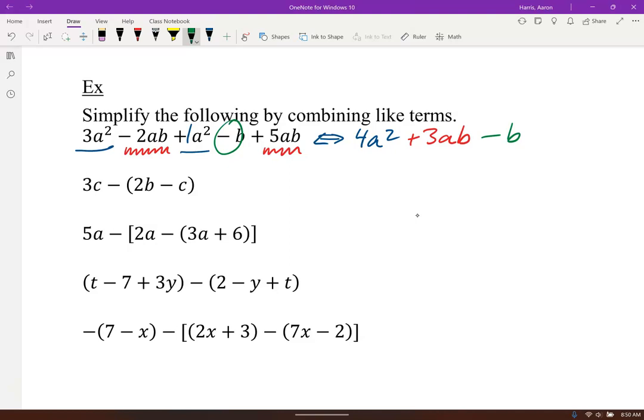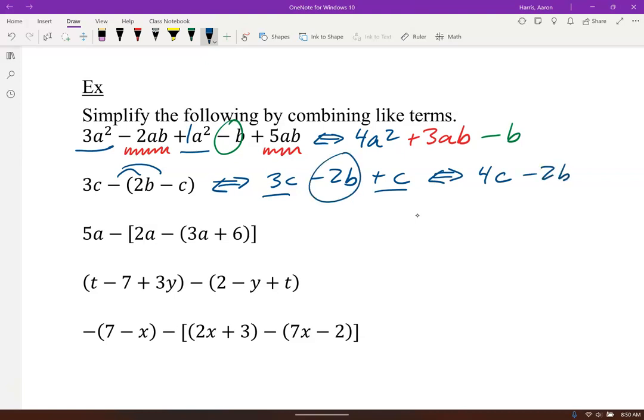Okay, let's do this next one here. I'm going to go ahead and distribute that first. So this becomes 3c minus 2b. Negative times a negative c is a plus c. Combine like terms. So 3c plus a 1c becomes 4c. And then minus 2b is just a loner.